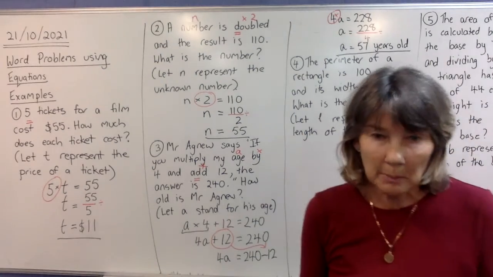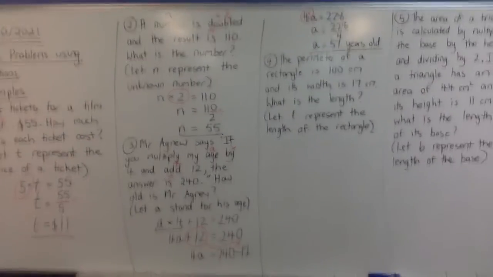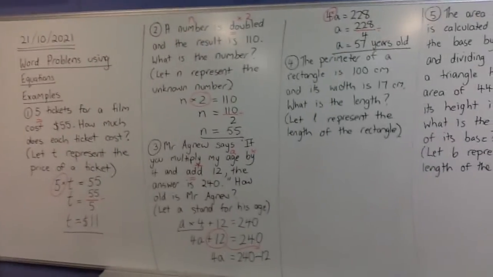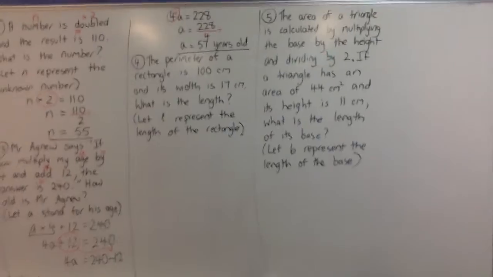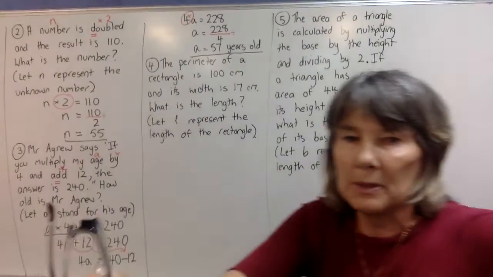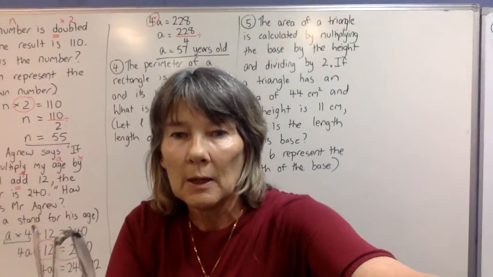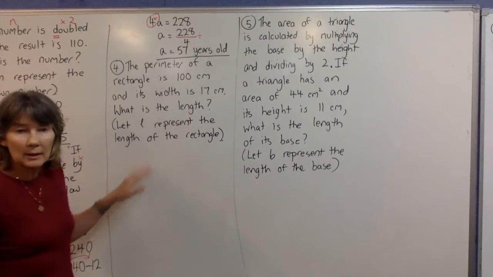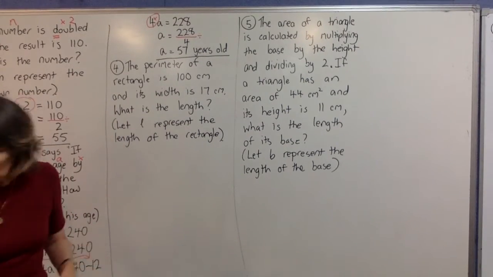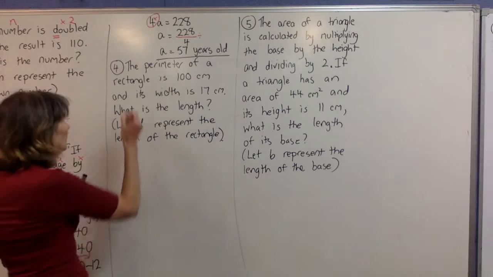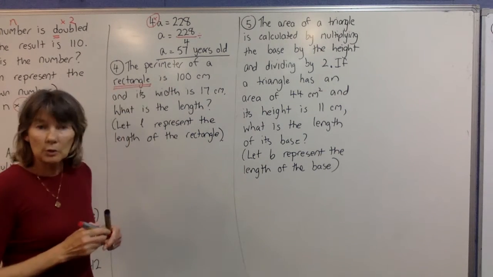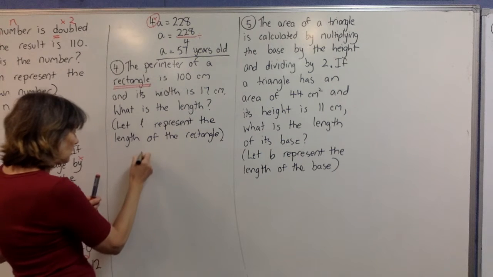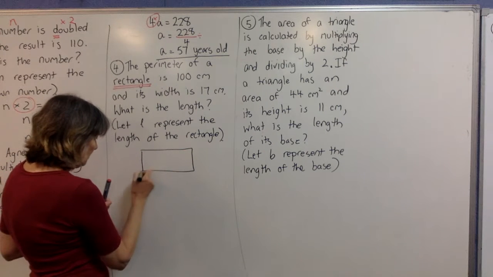All right, now, in number 4 and 5, I'll just move this over a bit. These are both talking about shapes. And when they talk about shapes, the best idea is to actually draw the shapes. So in this first one here, the perimeter of a rectangle. I want you to underline the word rectangle. Now, it's a good idea to draw the rectangle, so let's draw what they're talking about. Here's your rectangle.